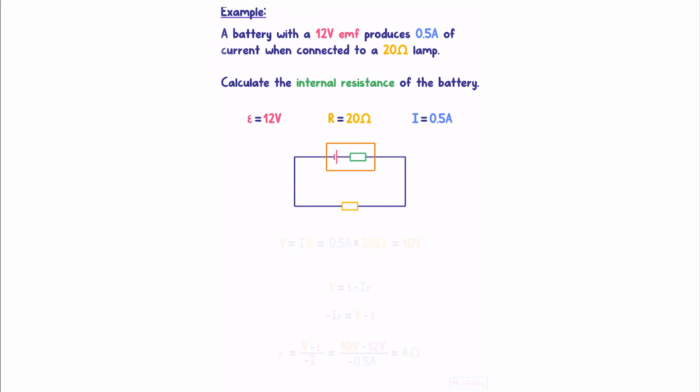To start with, we can find the voltage across our lamp because we know the resistance across it and the current through it. This is useful because this voltage is also our terminal voltage.